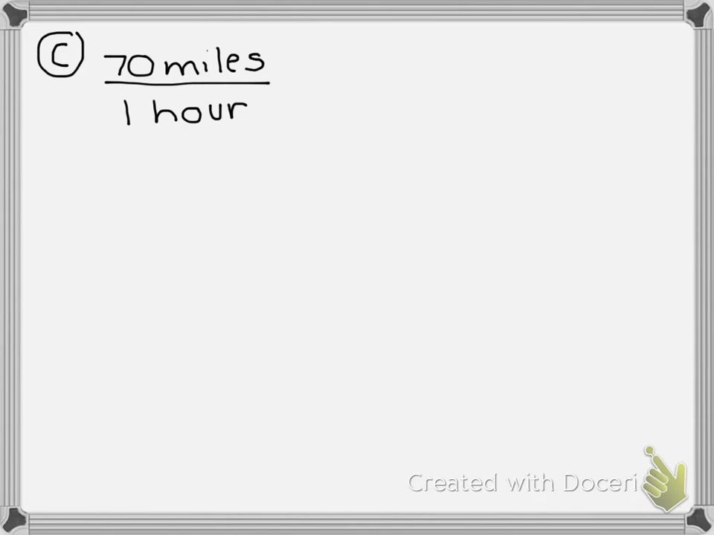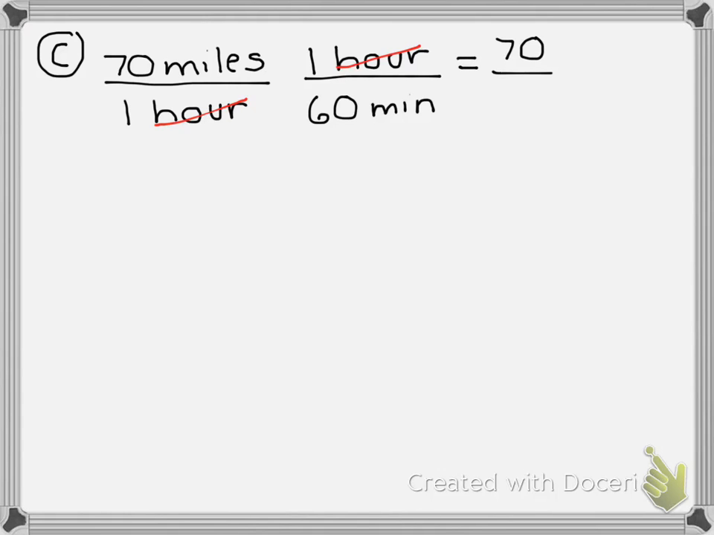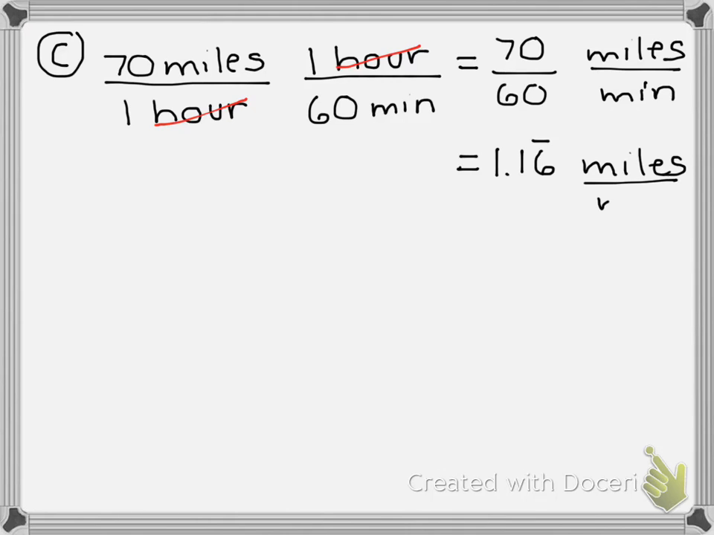And since we want the hours to cancel and our hours are currently on the bottom, we need to write 1 hour on the top and 60 minutes on the bottom. So this will allow our hour units to cancel, and on the top we have 70 times 1, which is 70, 1 times 60, which is 60, and our units that are left are miles per minute. And we're going to need to divide 70 by 60, and that leaves us with 1.16 with the 6 repeating, so we put that bar over it, miles per minute.